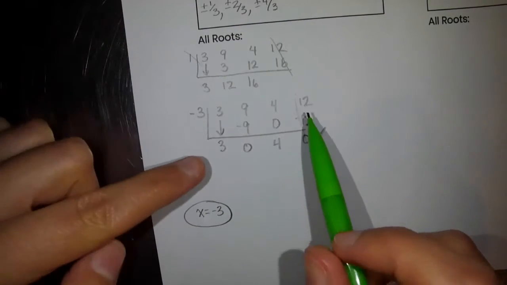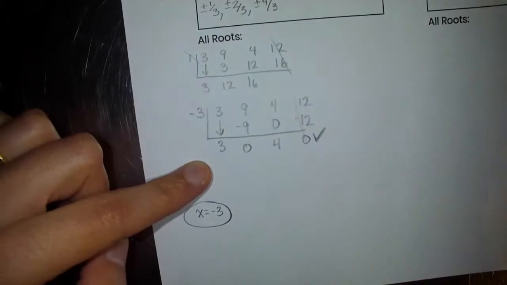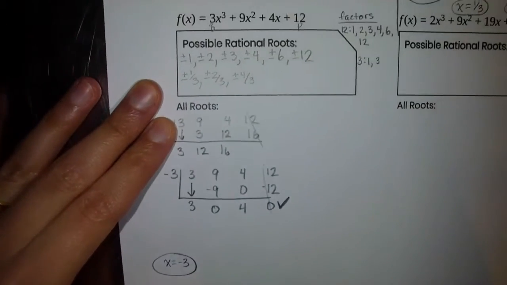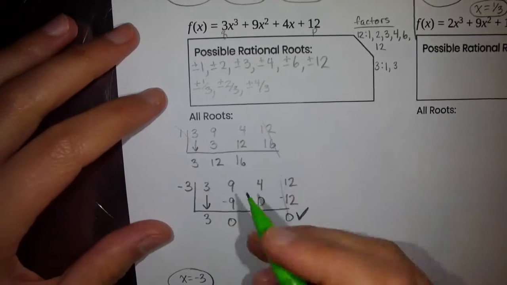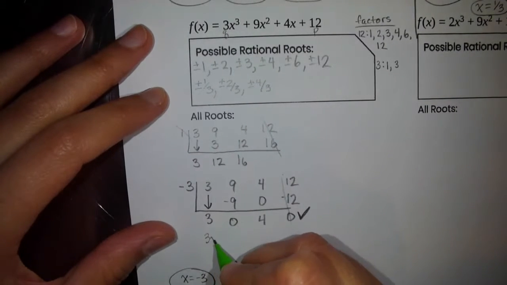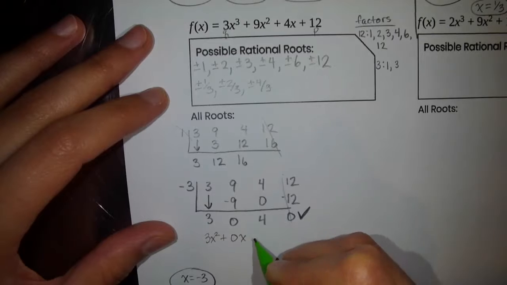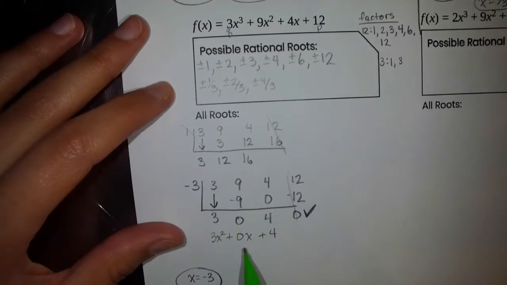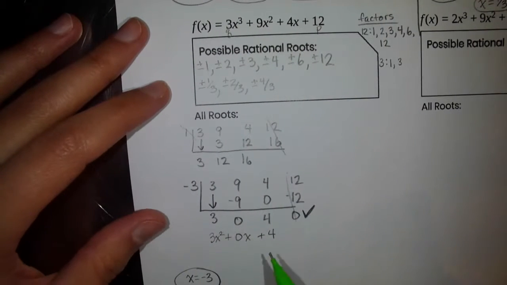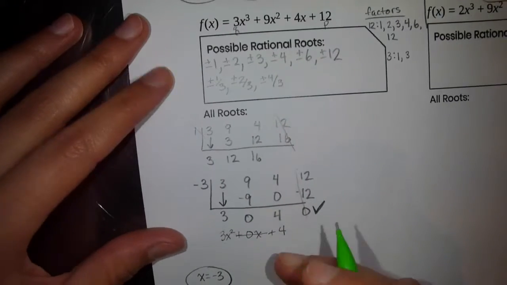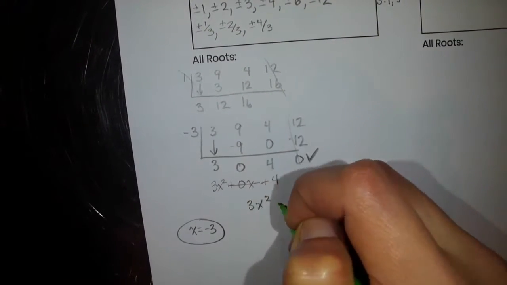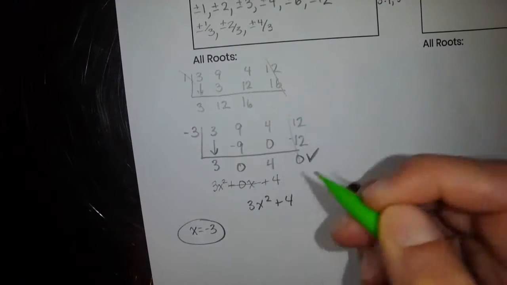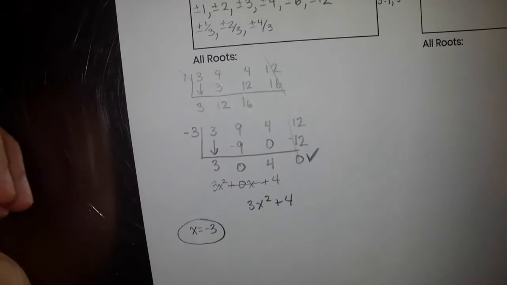So don't forget to make note of that. And what we have here, our highest exponent from the original is 3, so this highest exponent is 2. So this is 3x squared plus 0x plus 4. I don't need to include the 0x. 0 just equals a 0. So just to rewrite this, I'll have 3x squared plus 4 as one of the factors.